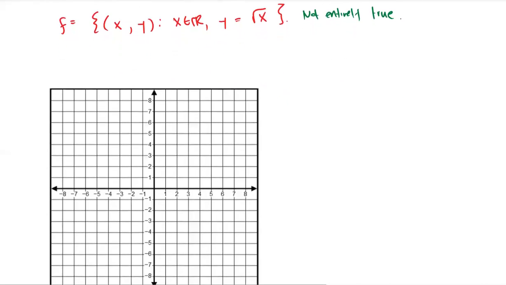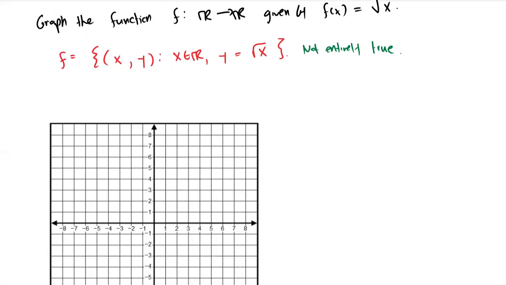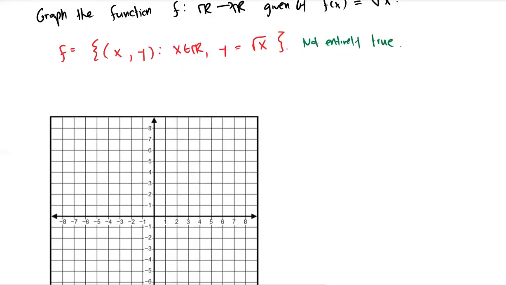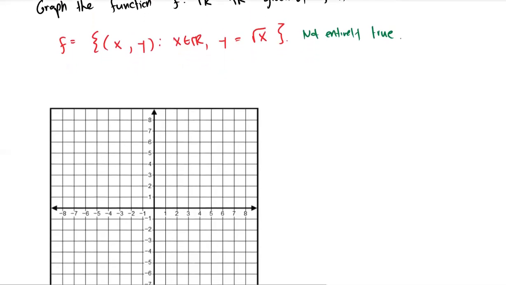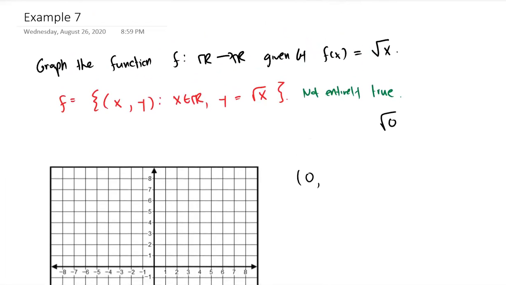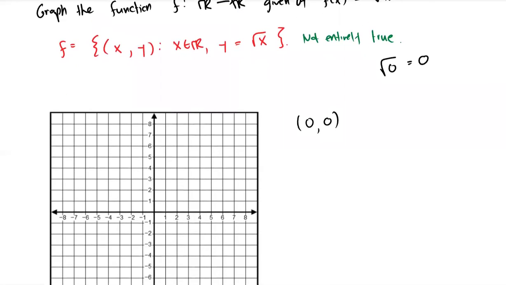But let's go ahead and try to plot a couple points. So we have square root of x, so let's plot some simple ones. If I want to find the ordered pair with x equals 0, what's the square root of 0? This you can just memorize as a definition, that the square root of 0 is always equal to 0. So in this case, we have the point 0, 0 in the graph.